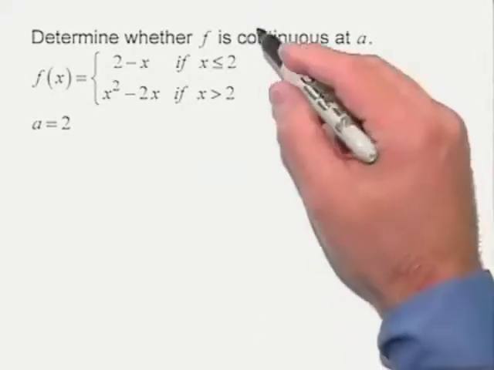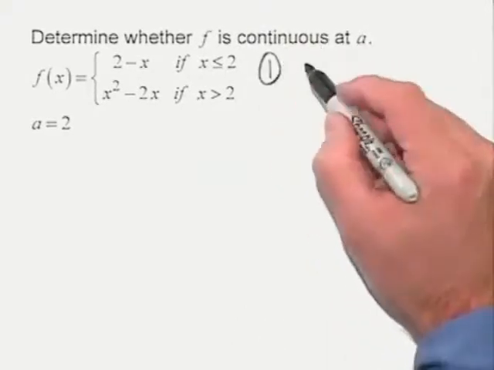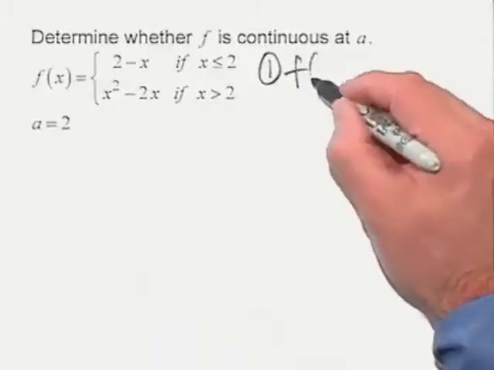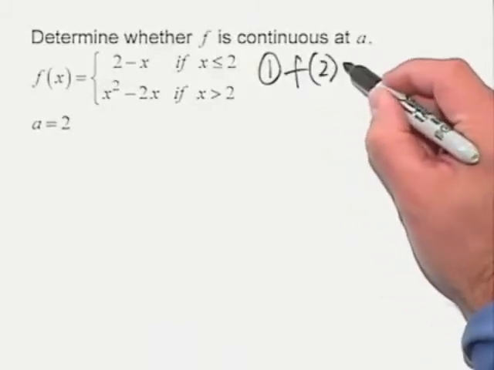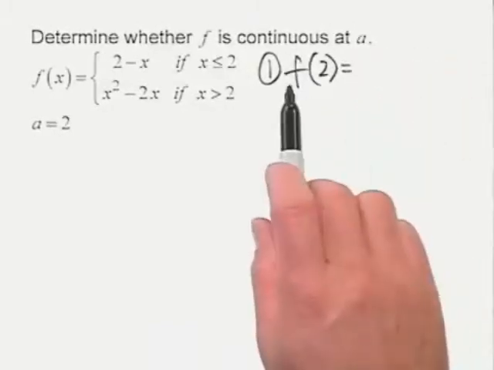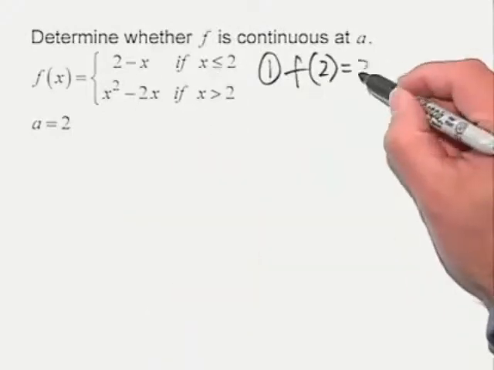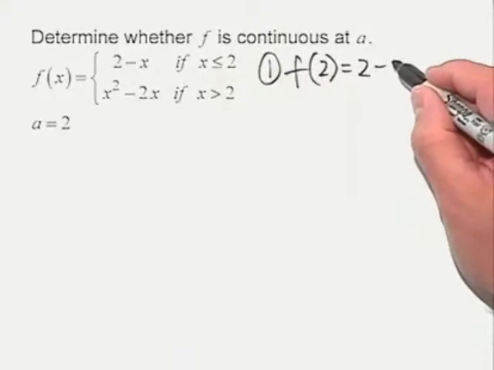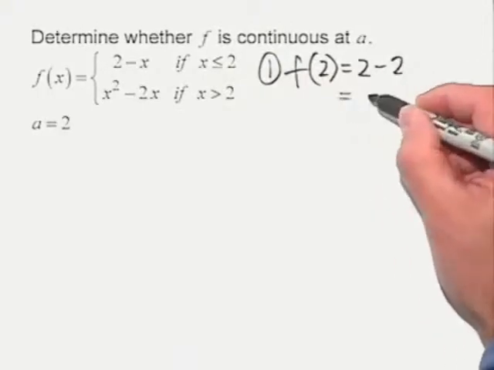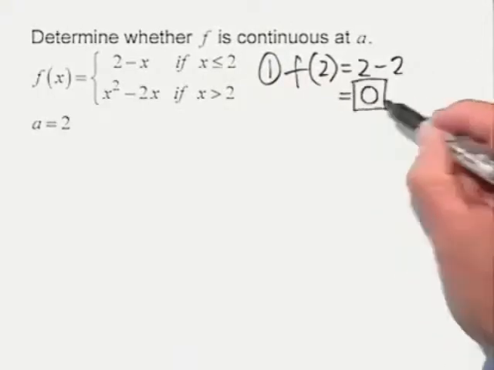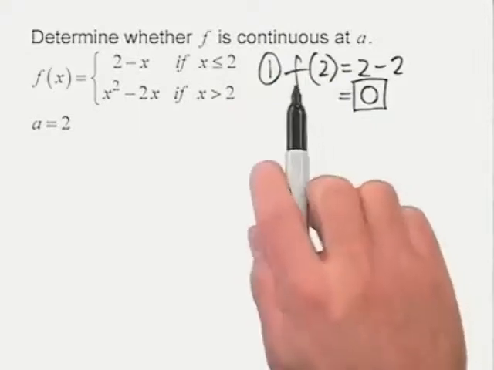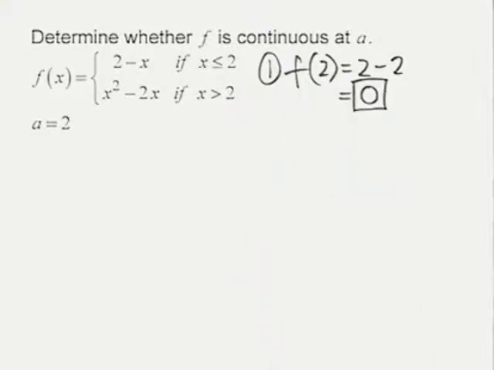In order to determine continuity, our first step is to evaluate the function at a. And at this point, we want to look at a being equal to 2. Now, if we evaluate our function, this is less than or equal to 2, so we're going to plug that in to the first function, 2 minus 2, which gives us a value of 0. So the first requirement is attained here. We can say that the function does exist at 2.